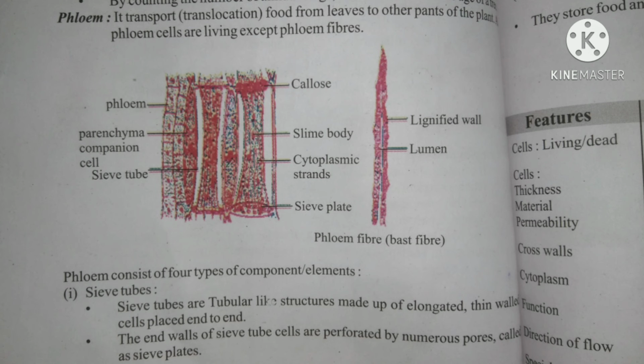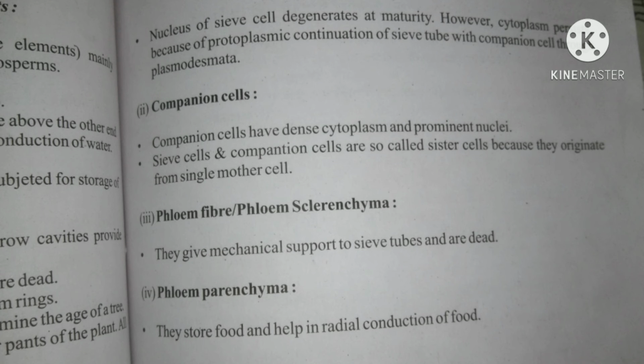Now the second is companion cells. Companion cells have dense cytoplasm and prominent nuclei. Sieve cells and companion cells are so-called sister cells because they originate from a single mother cell. Now third is phloem fiber or phloem sclerenchyma. They give mechanical support to sieve tubes and are dead. The fourth is phloem parenchyma. They store food and help in radial conduction of food.